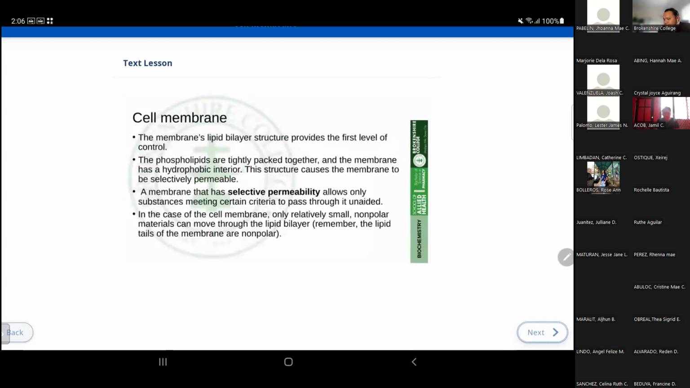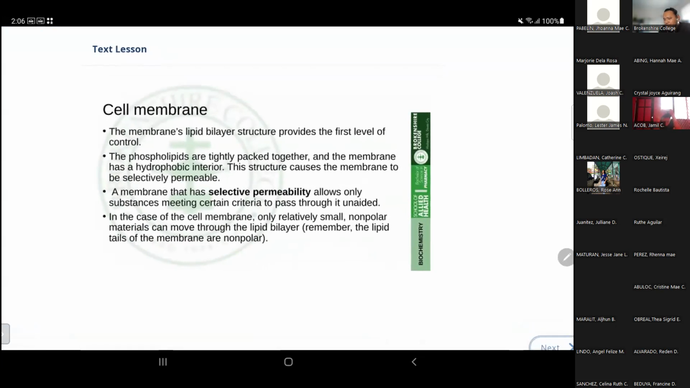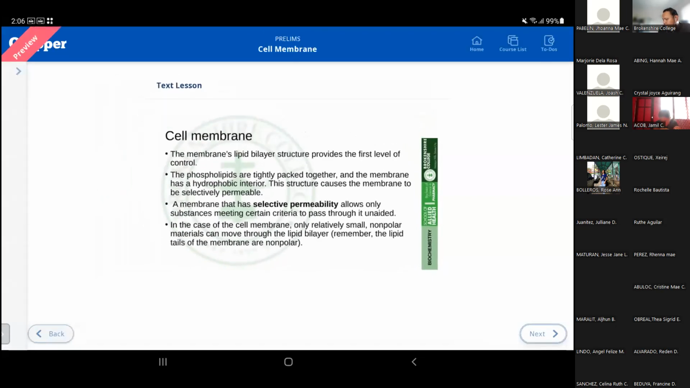Okay. So the membrane's lipid bilayer structure provides first level control. The phospholipids are tightly packed together, and the membrane has a hydrophobic interior, which causes it to be selectively permeable, or there will be selective permeability. And in the case of the cell membrane, only relatively small nonpolar materials can move through the lipid bilayer. Remember, the lipid tails of the membrane are nonpolar. The hydrophilic heads are polar. The hydrophobic tails are nonpolar.